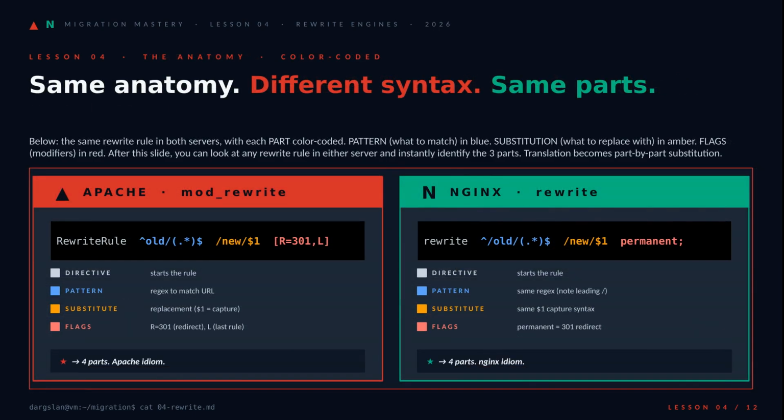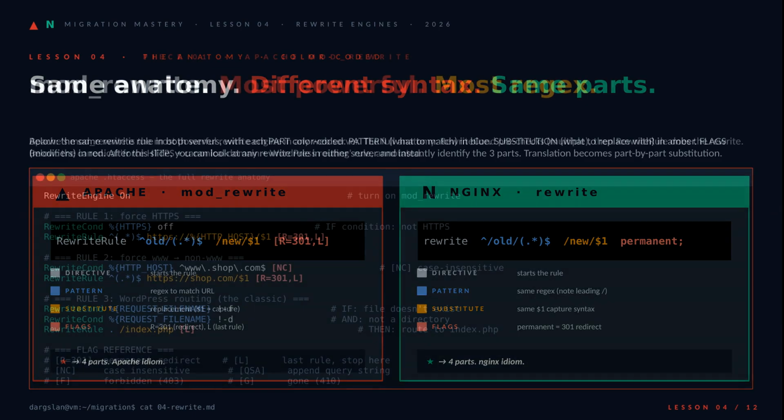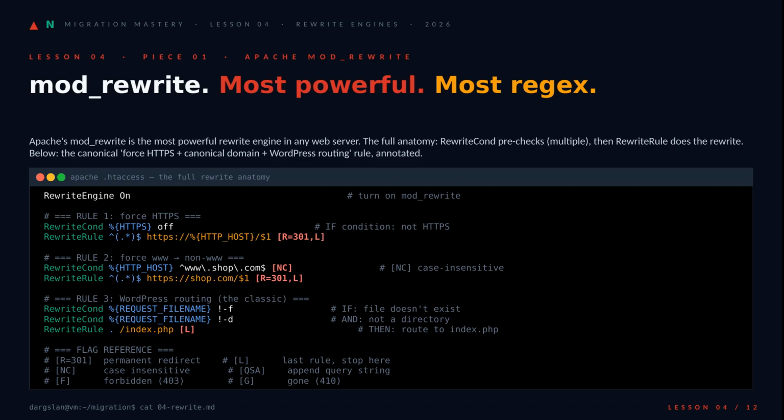With the categories in mind, here's the unlock. Every rewrite rule, in either server, is just 4 parts in a row: directive, pattern, substitution, flags. Apache writes RewriteRule, ^old/(.*)$ /new/$1, bracket R=301,L. Nginx writes rewrite, the same regex with a leading slash, the same $1 capture, then the word permanent. Same anatomy, different idiom. Once you see the 4 slots, translation stops being parsing and becomes part-by-part substitution, pattern to pattern, flag to flag. So let's start with the heavyweight, Apache's mod_rewrite.